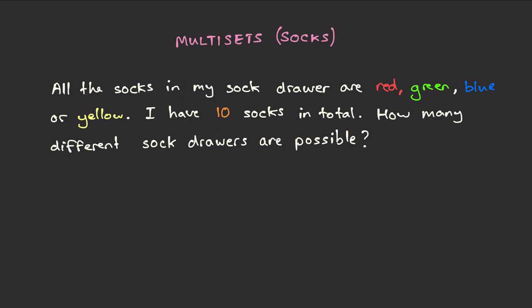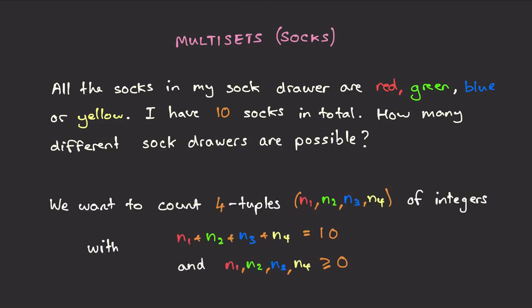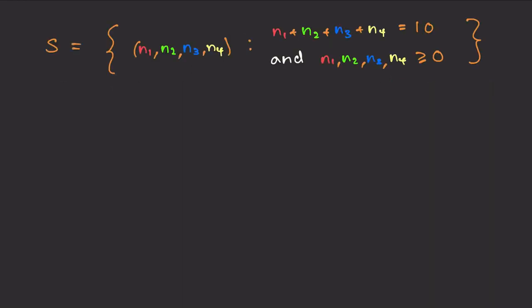If we let n1 be the number of red socks, n2 be the number of green socks, and so on, then we can see that a sock drawer is the same thing as a 4-tuple of integers n1, n2, n3, n4, whose sum is equal to 10, where all of them are at least 0. As you can see, I've color-coded my algebra here, but none of what I'm doing actually needs the colors to make sense. Now we know what type of objects we're actually counting.